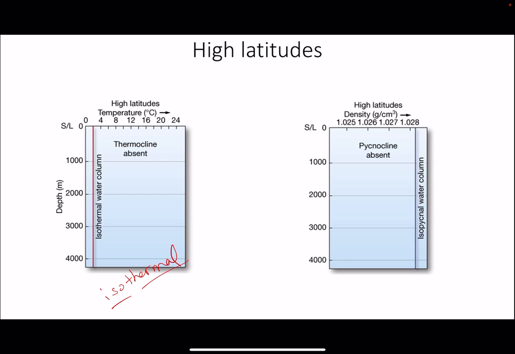Okay, so because temperature is such a strong driver of density, your density profiles are frequently going to mimic your temperature profiles. So density then is essentially a straight line, which we call isopycnal. And there's no pycnocline or thermocline because there's no rapid change. You know, there's no sort of area where the surface looks different or area where things are changing a lot.